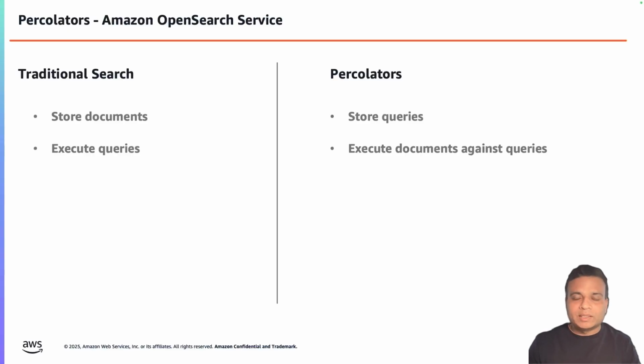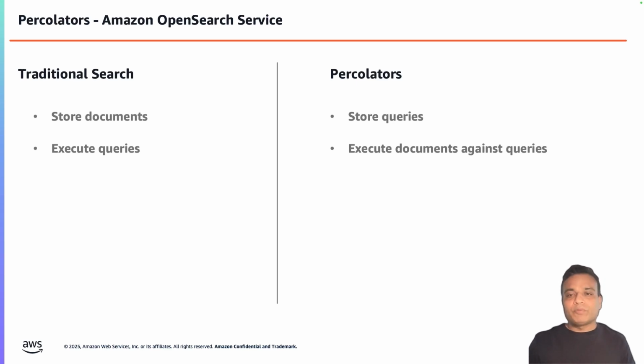Before we dive deep, let's understand what percolators are and how they are different from traditional search. A typical workflow for OpenSearch is to store documents as JSON in an index and execute searches to find those documents. Percolation essentially reverses that. You store searches and query with documents.